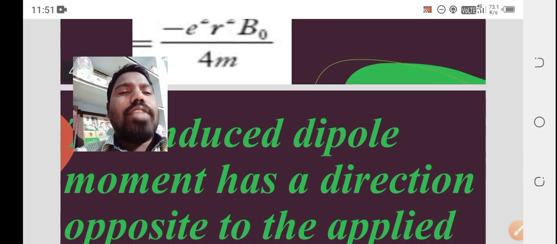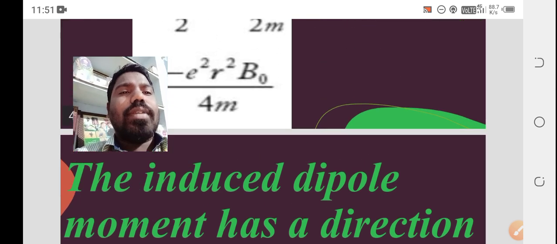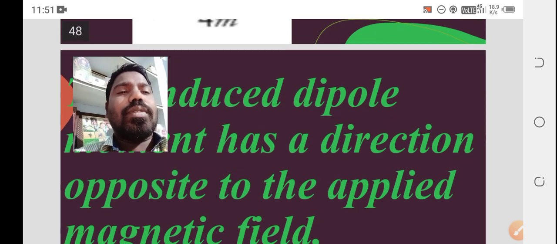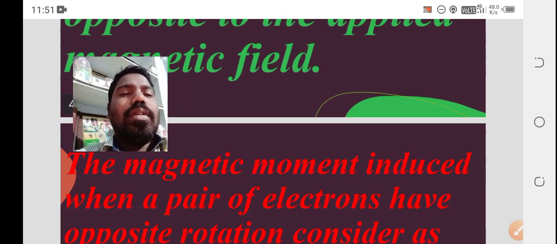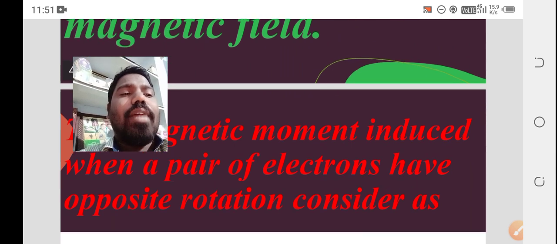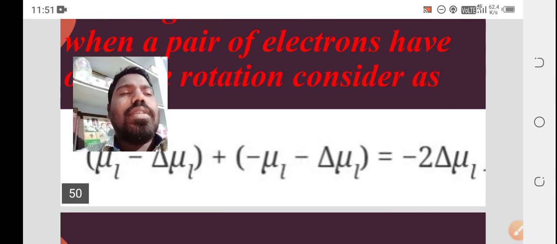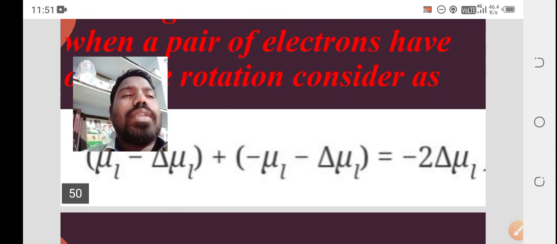The induced dipole moment has a direction opposite to the applied magnetic field. So you can see here that is the minus symbol; it is simply considered as opposite to the applied magnetic field. The magnetic moment induced when a pair of electrons have opposite rotation is considered as what?